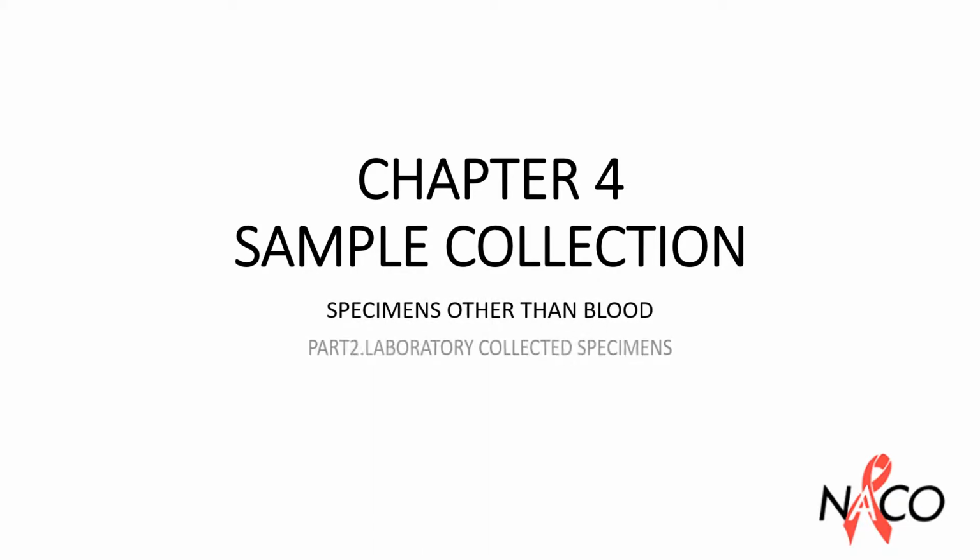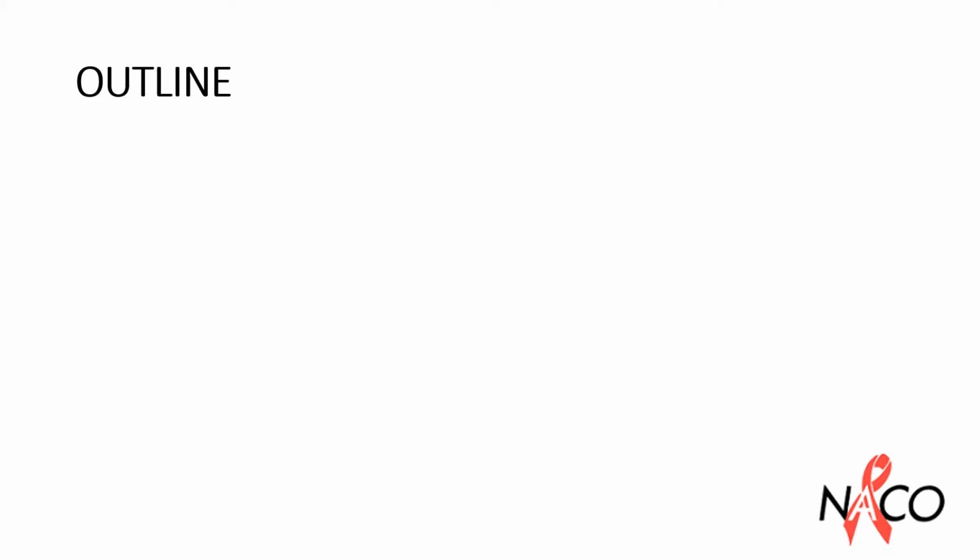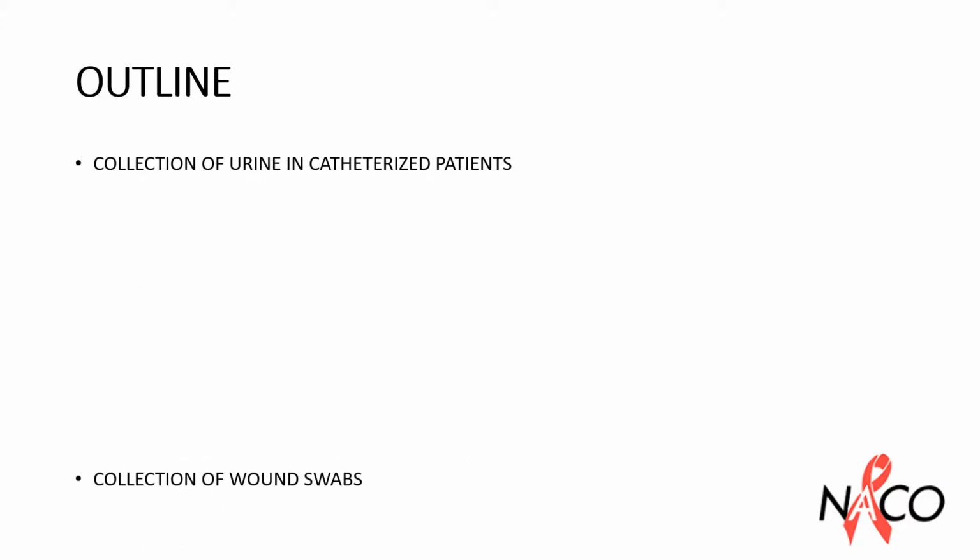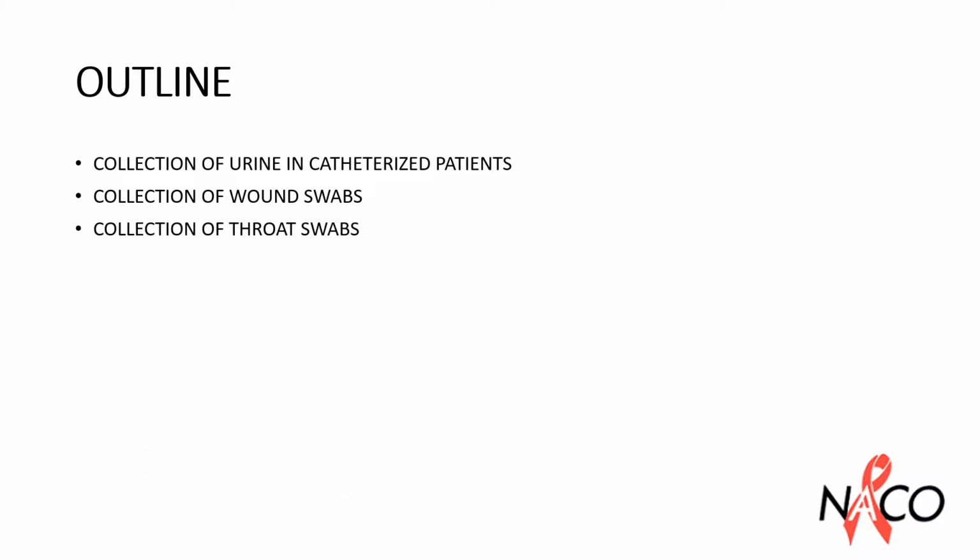Chapter 4 Sample Collection. Topic: Specimens other than blood. Part 2: Laboratory collected specimens. In this section, we shall be learning about how to collect urine in catheterized patients, collection of wound swabs, and collection of throat swabs.